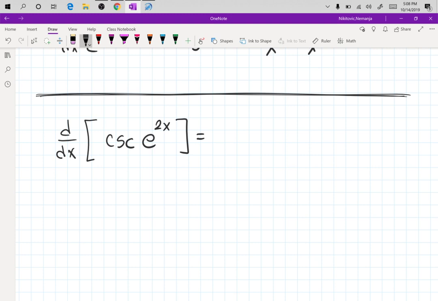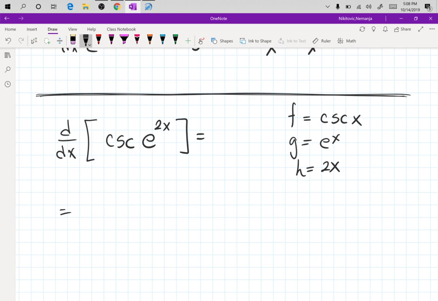How many functions? Three. Three functions. What's f? No, just what's f without the derivative. Cosecant x. And what's g? e to the x, and then h? 2x. Okay, great. So now we can start the derivative.